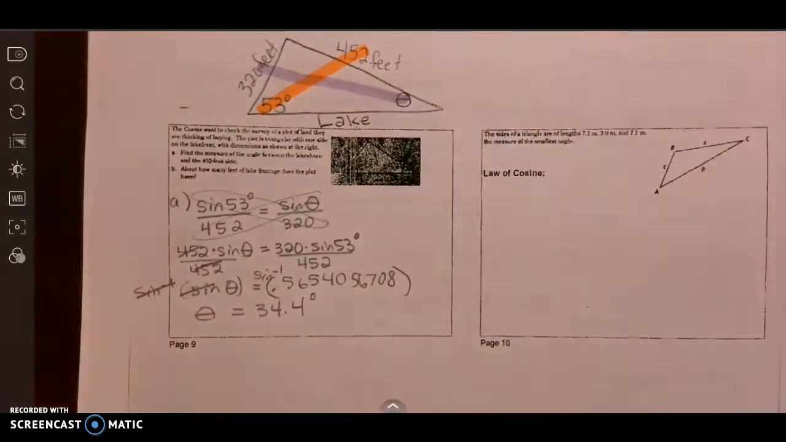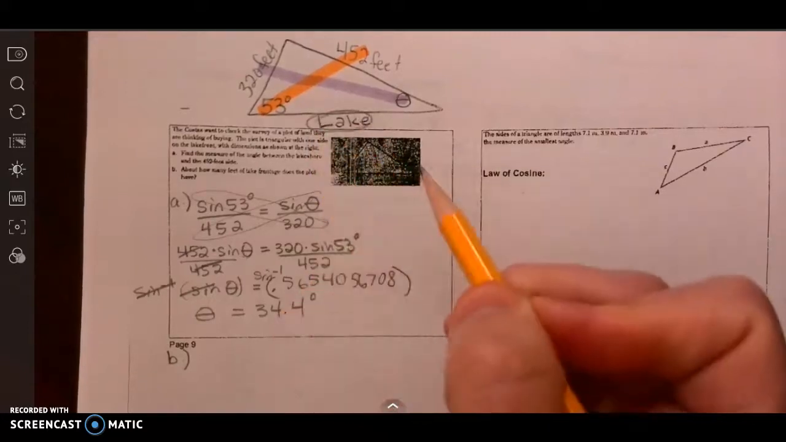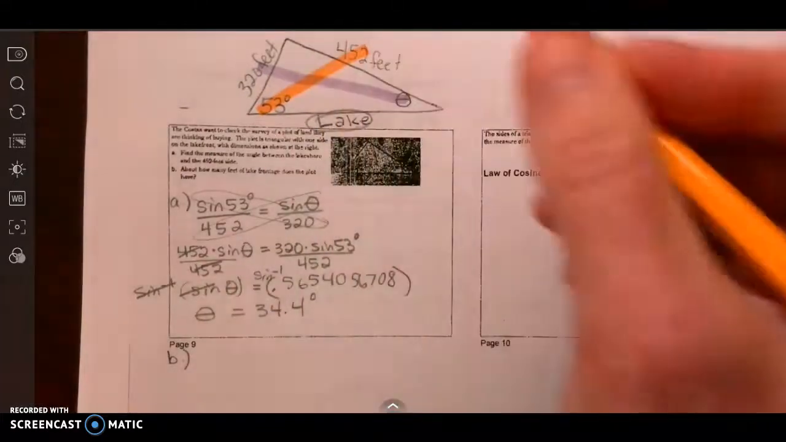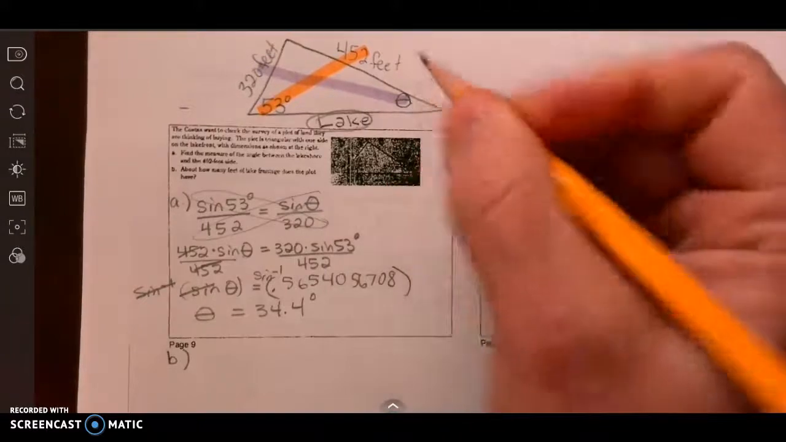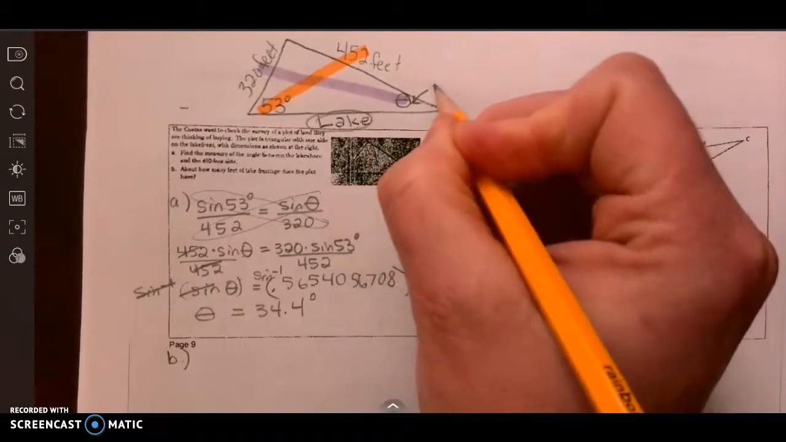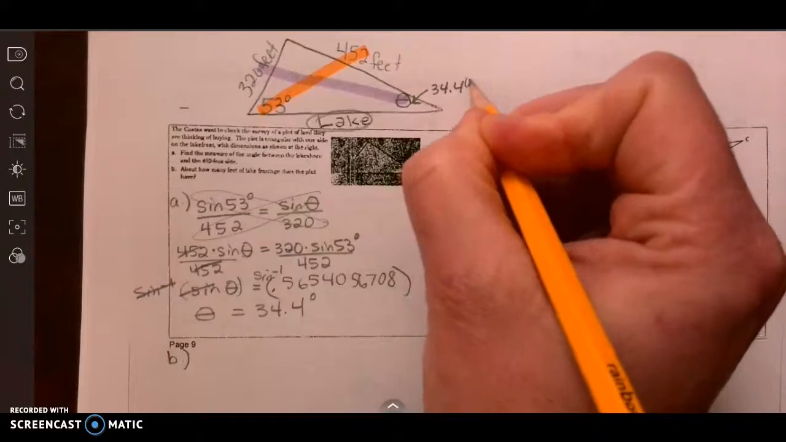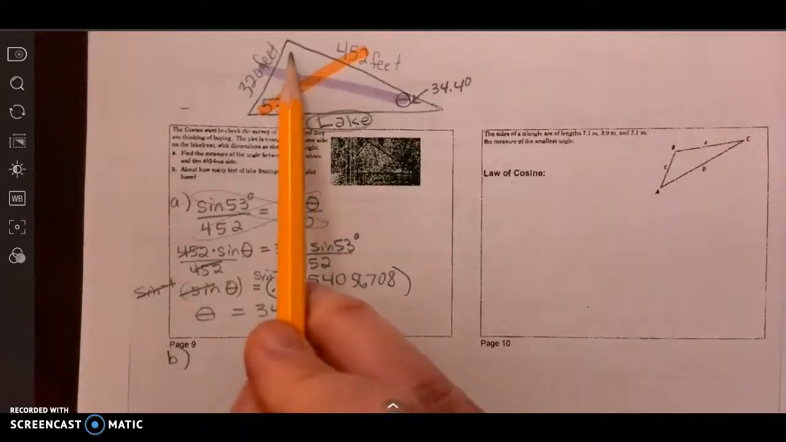Okay. Now let's go into part B. Part B, I'm just going to do it right here below. Part B says, about how many feet of lake frontage does the plot have? So in other words, we want to know what this is. So, let's see. Now that I know what this angle is, I know this angle is 34.4. So this angle here is 34.4 degrees.